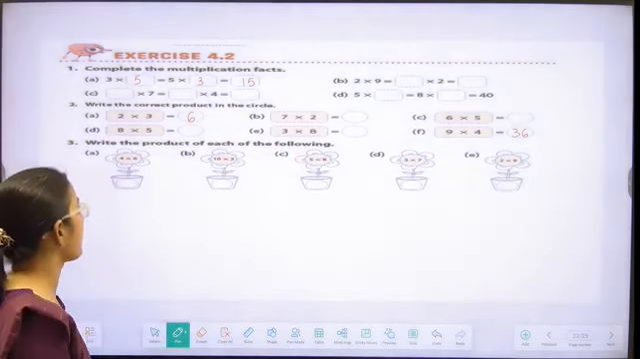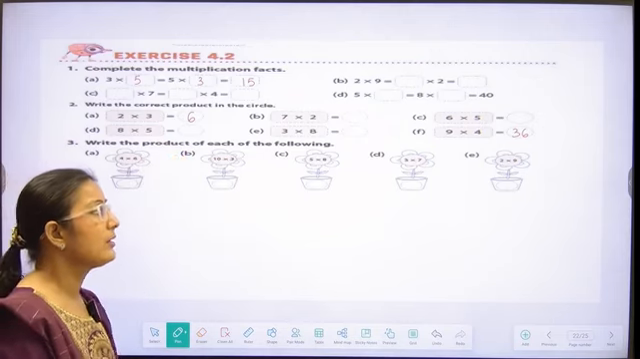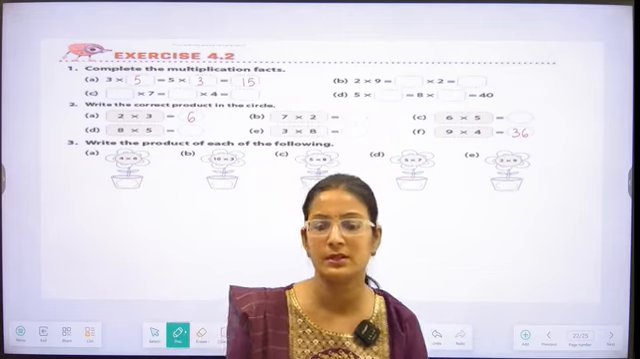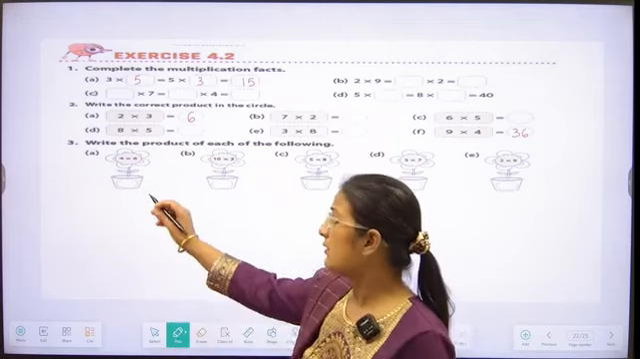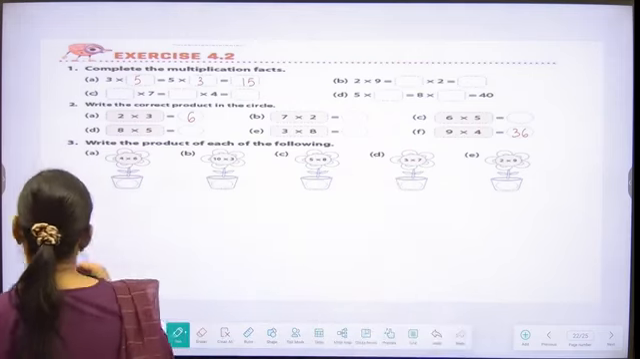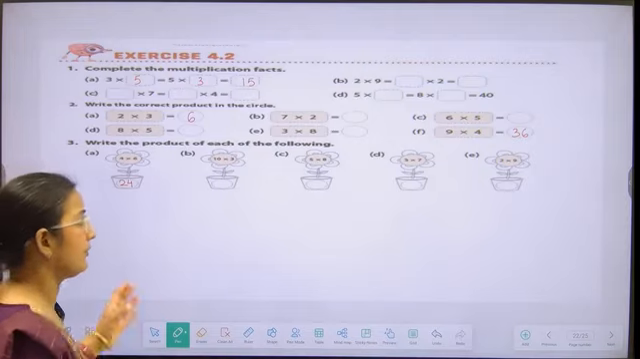Let's do the third one. Write the product of each of the following. So what we have to do? We have to write the product, student. Let's do the first one. 4 multiplied by 6. So what are we getting? We are getting 24 as our product. So we have to write 24.